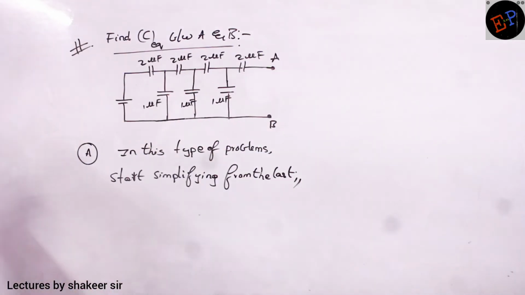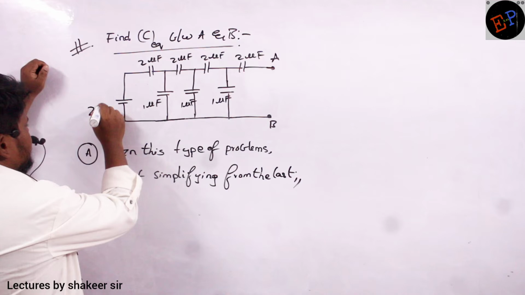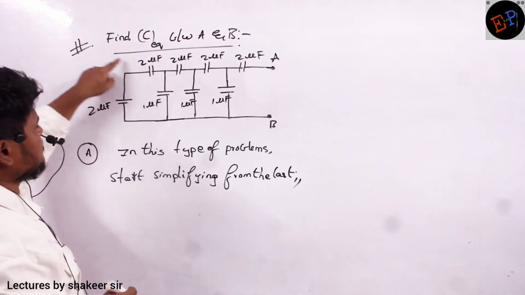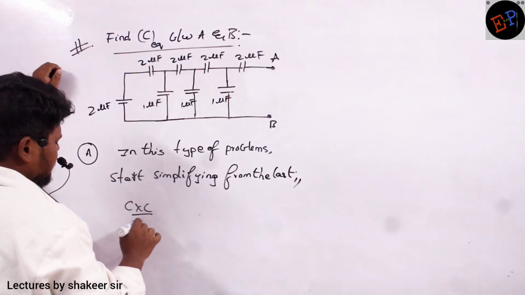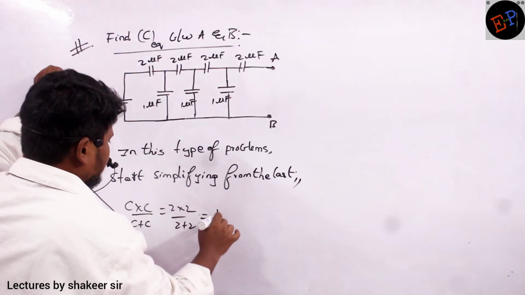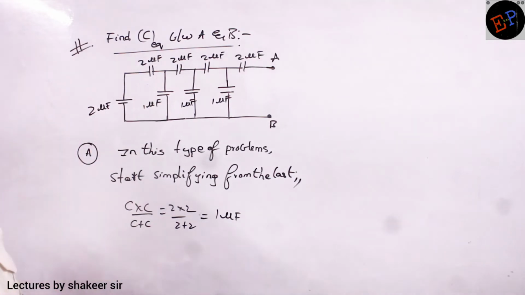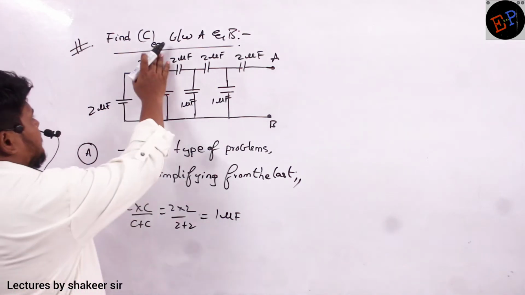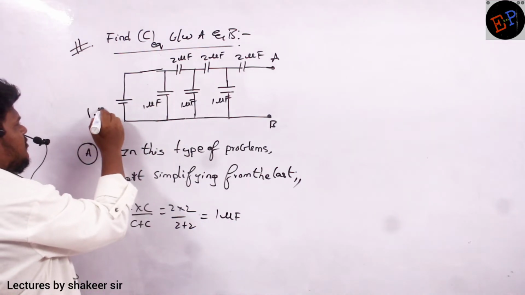Now if I start from here, one point I can say is this is 2 microfarads. This 2 microfarad and 2 microfarad are in series, no? If they are in series connection, how can I calculate? C into C by C plus C. So 2 into 2 by 2 plus 2, how much? 1 microfarad. So instead of these two capacitors, I can write a single capacitor of 1 microfarad. So I will remove this capacitor, and instead of 2, I will write 1 microfarad.